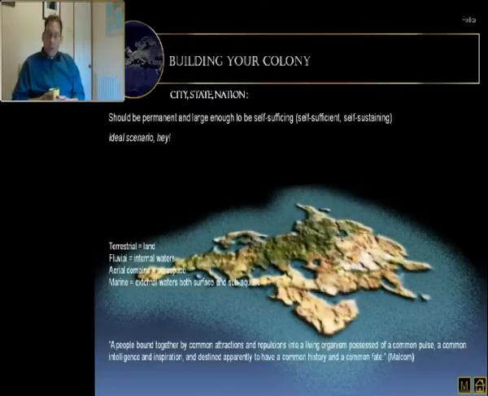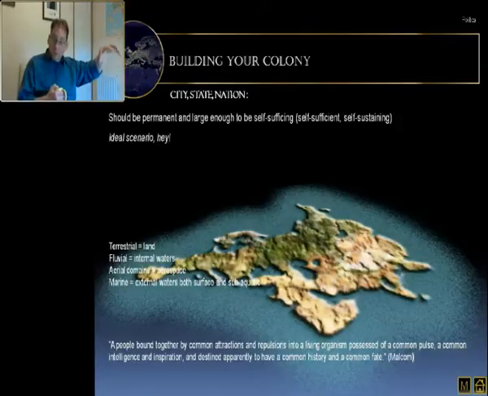A people bound together by common attraction and repulsions into a living organism, possessed of a common pulse, a common intelligence and inspiration, and destined apparently to have a common history and common fate. I've not been able to find out who said that, but as a quote I found while researching this, I thought it was an ideal little statement, because at the end of the day, when you start looking at other people's colonies or other nations, you'll find that they are groups of people with a common purpose, a common fate, a common history.